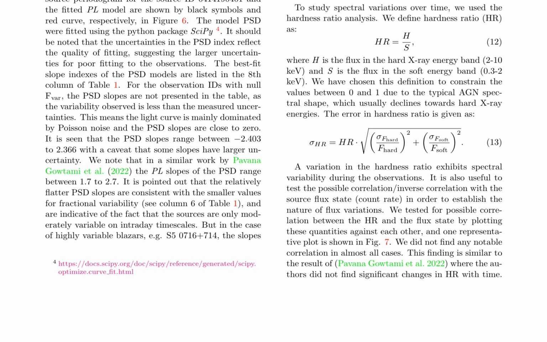The authors plot the hardness ratio against the source flux state, count rate, and do not find any notable correlation in almost all cases, consistent with previous results. Figure 7 shows the hardness ratio of one of the observation IDs of 3C273, 0810820101, while Figure 8 presents the spectral fitting of a log-parabola model to the same observation ID. The results of the spectral analysis are discussed in the context of understanding the nature of flux variations in blazars.